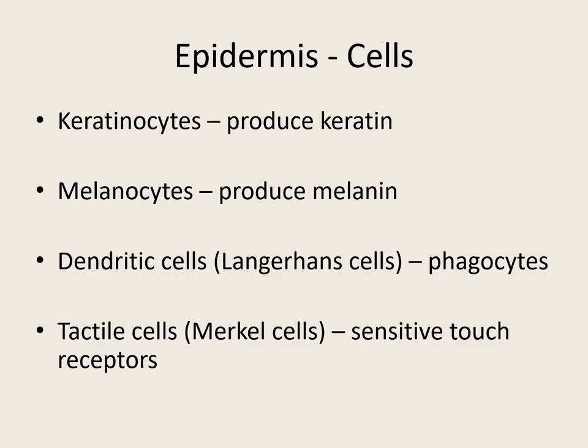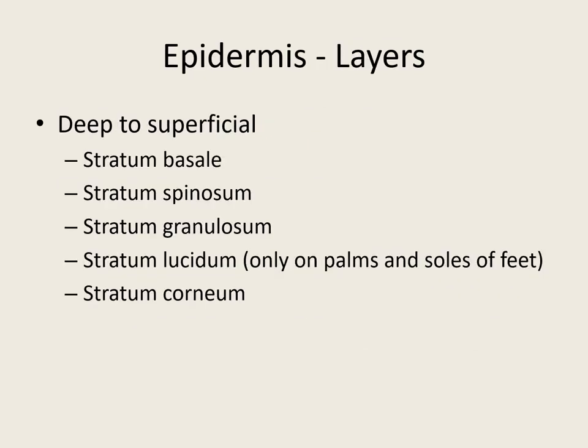So we're going to start at the epidermis. The cells that are often found here, there are four main types. Keratinocytes, which produce keratin. The melanocytes, which produce the melanin. Dendritic cells that are also known as the Langerhans cells. These are a type of phagocytic cell, meaning they will engulf other cells. And then your tactile or your Merkel cells, which are very sensitive to touch. They're a type of receptor.